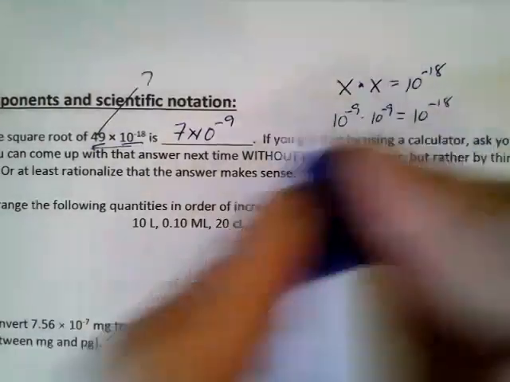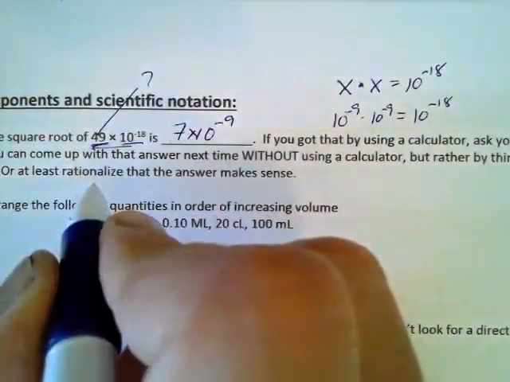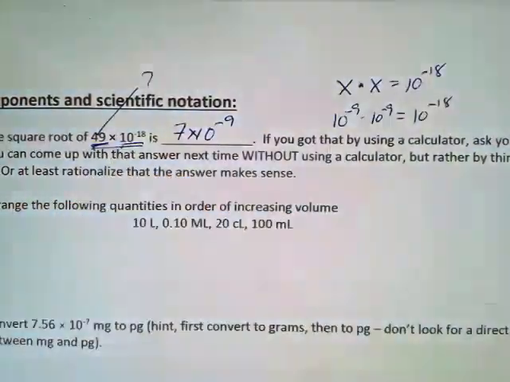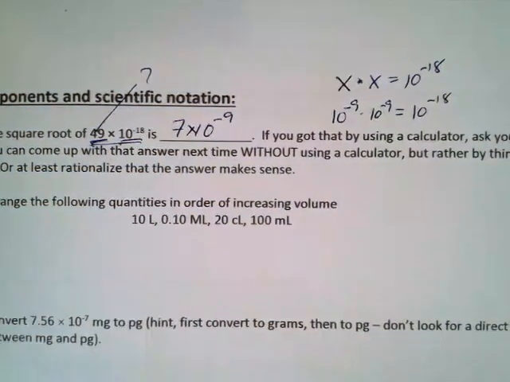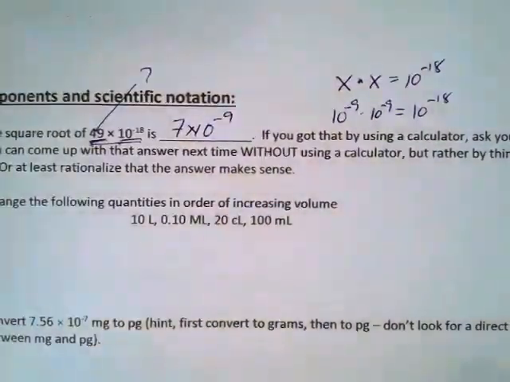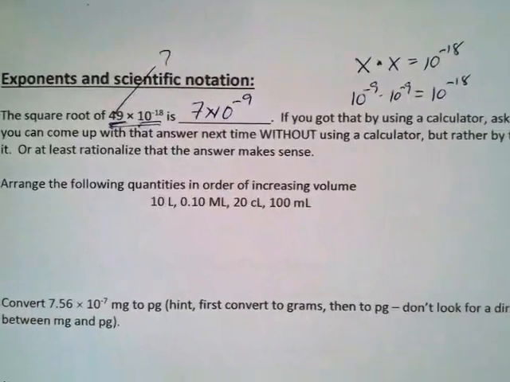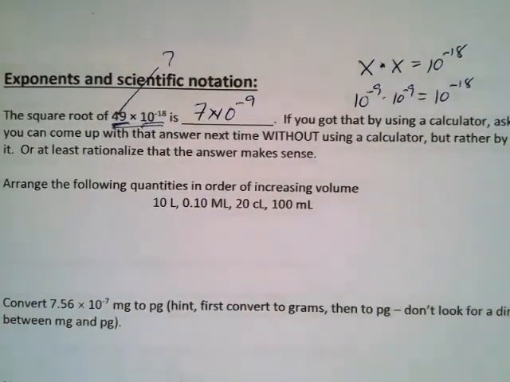So in this case, we could divide up this problem and say, what's the square root of 49? What's the square root of 10 to the minus 18? And we would get 7 times 10 to the minus 9. So you can start looking for these things that make sense. Start hanging different pieces of information off of things you already know.